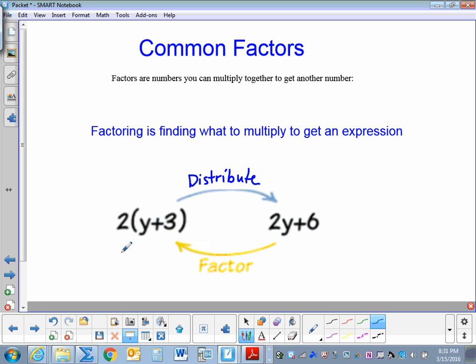So up to this point, we've been dealing with the factored form. 2 times the quantity, y plus 3, is the factored form of 2y plus 6. And we've taken this factored form and simplified it by using the distributive property. Now we're going to start with the simplified form, and factor it to break it into smaller pieces.